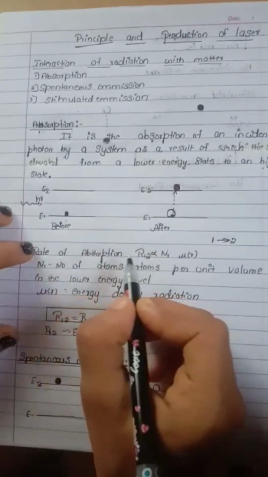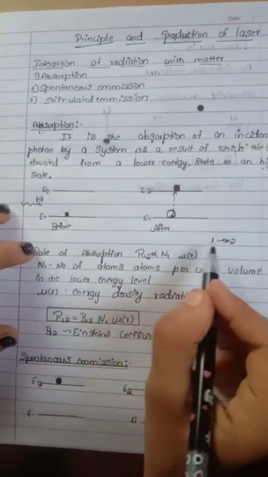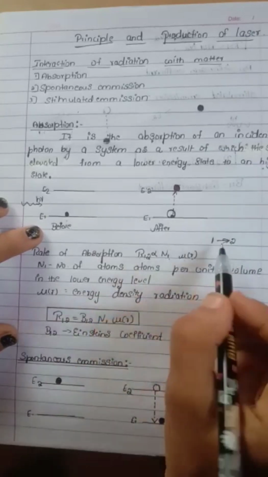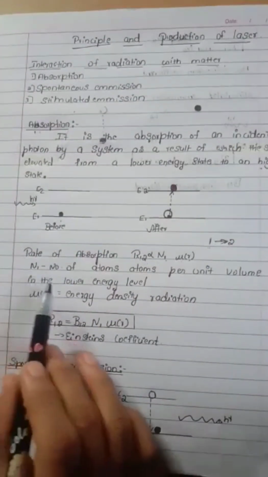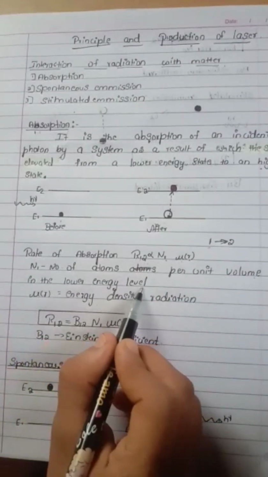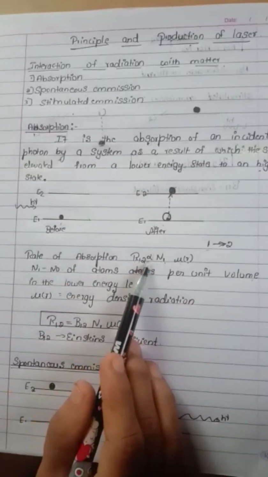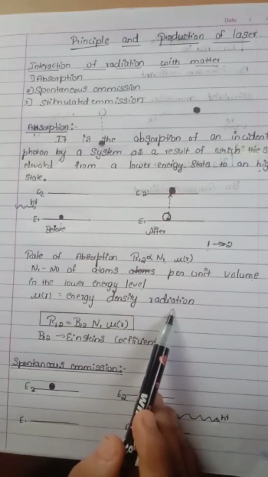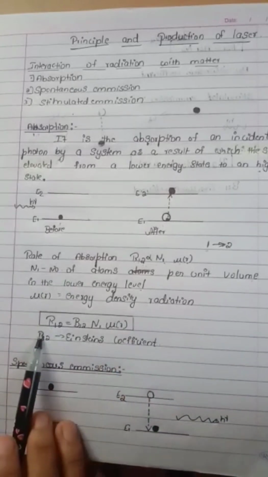Therefore, we write the rate of absorption R12 is directly proportional to N1 U of gamma. R12 means from energy level 1 to energy level 2, the atom jumping from 1 to 2. N1 is the number of atoms per unit volume in the lower energy level. So R12 is directly proportional to N1. U of gamma is the energy density of the radiation which enters.